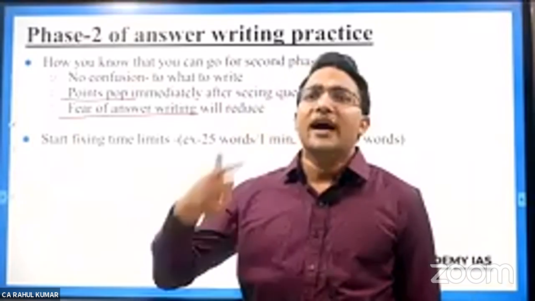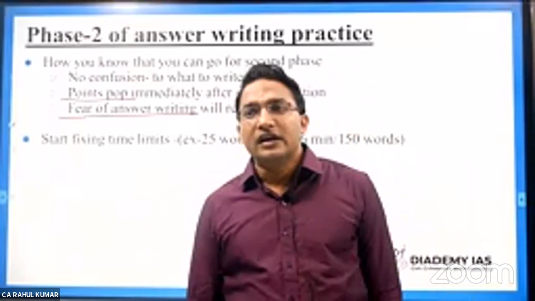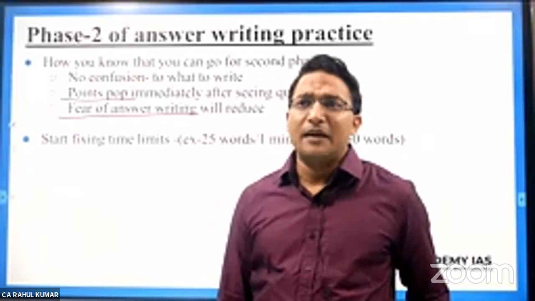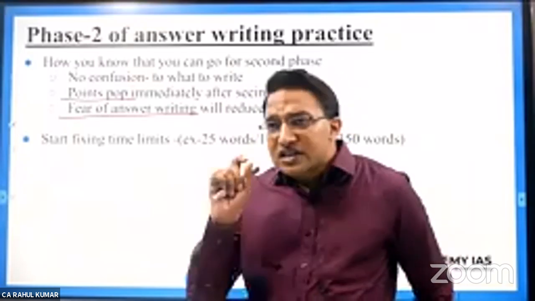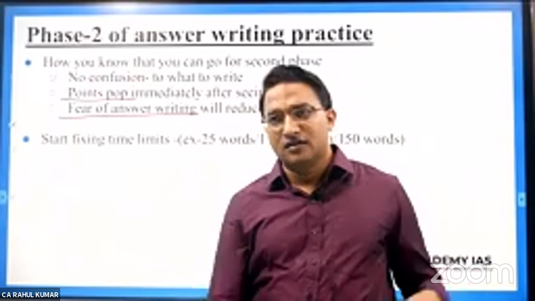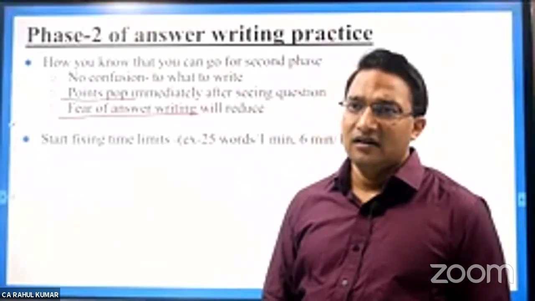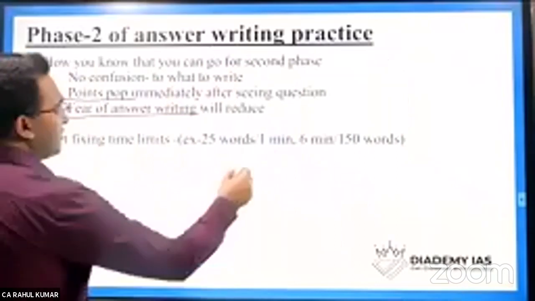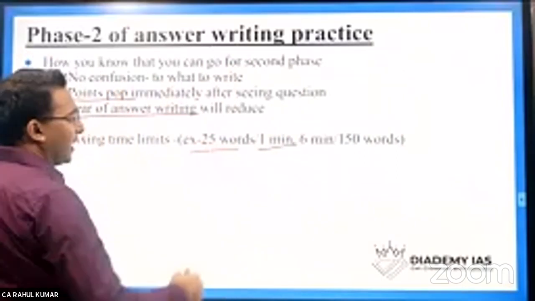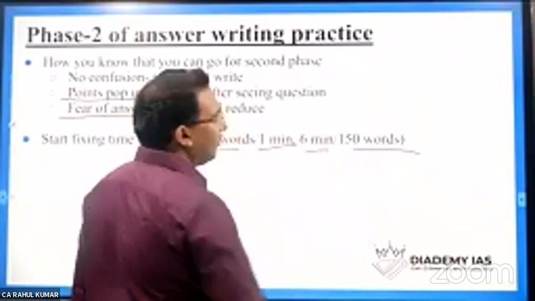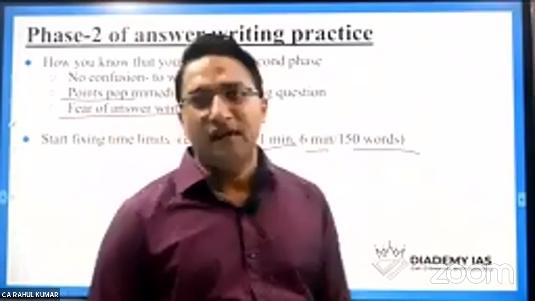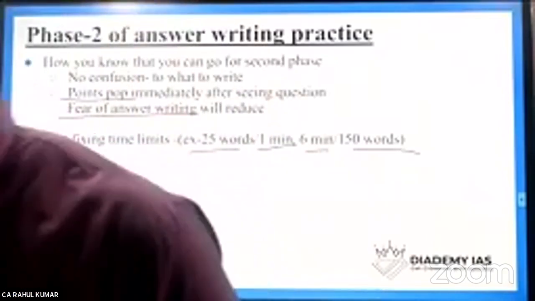Now start fixing the time limit. For example, a time limit of 7 minutes for a 10 marker, a time limit of 14 minutes for a 20 marker, like that. Similarly, for 1 minute you will have 25 words to write. In 6 minutes you will have 150 words to write. I will discuss more about it in an upcoming discussion.